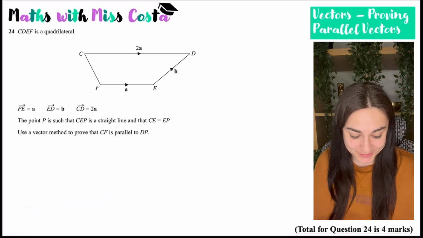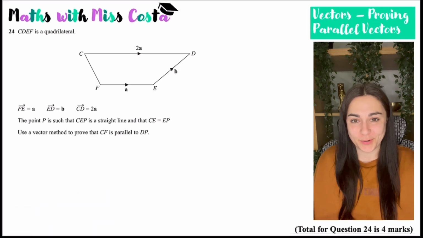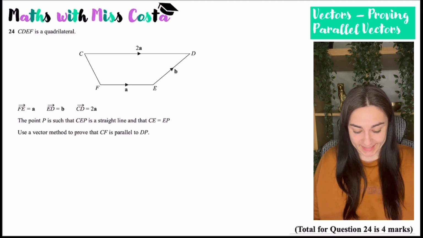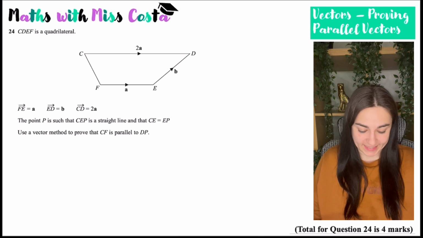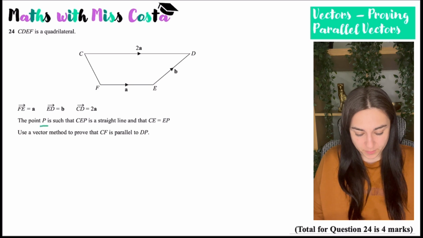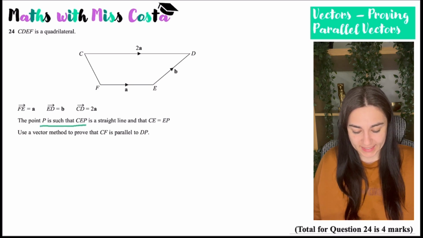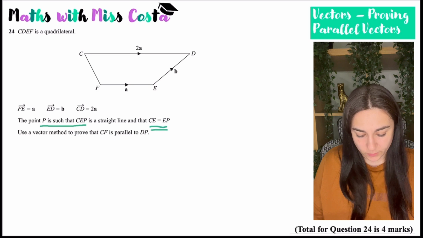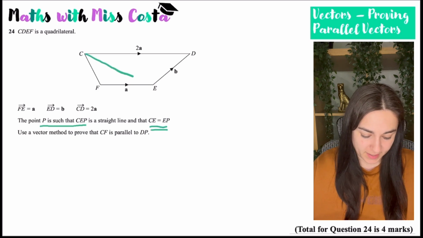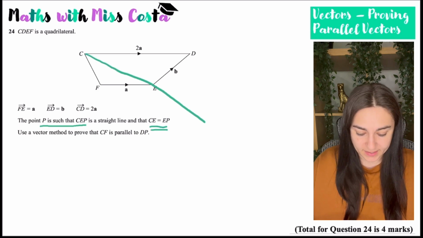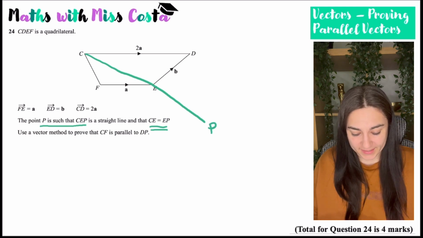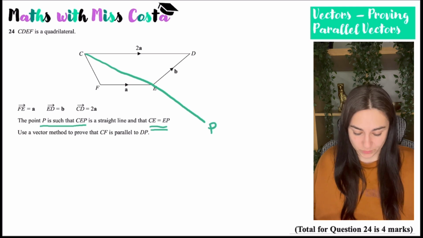Okay, so in this question, we have a vector question. We've been given a quadrilateral. I'm told that the vector FE is A, ED is B, and CD is 2A. And I'm told that the point P is such that CEP is a straight line and that CE equals EP. So let's just visualize what that looks like. So CEP, it's not super straight, but hey, what can you do? So whatever CE is, it's equal to EP.